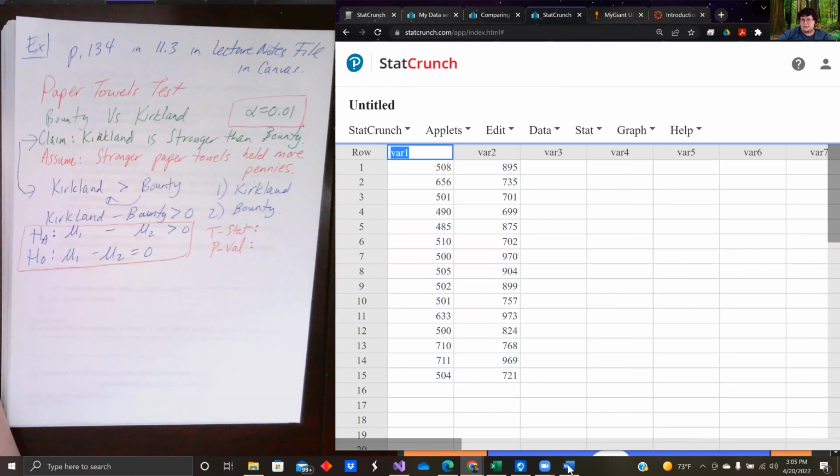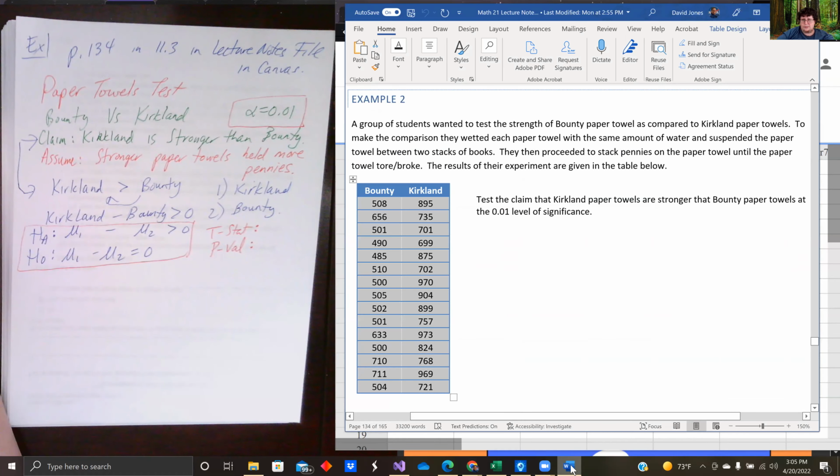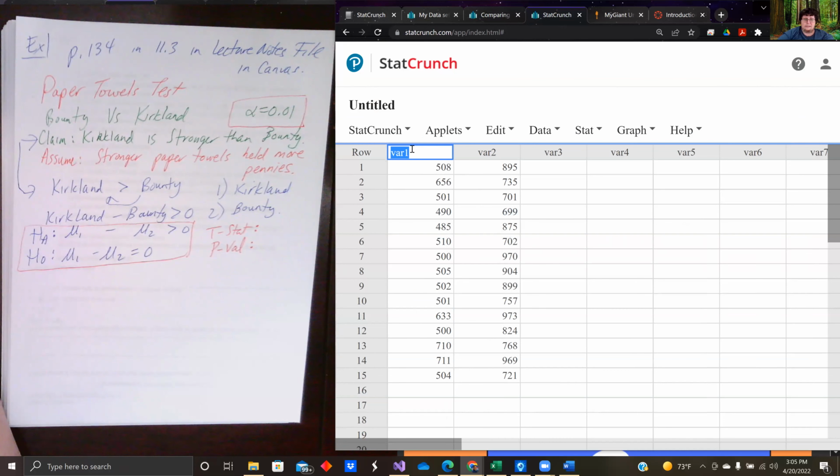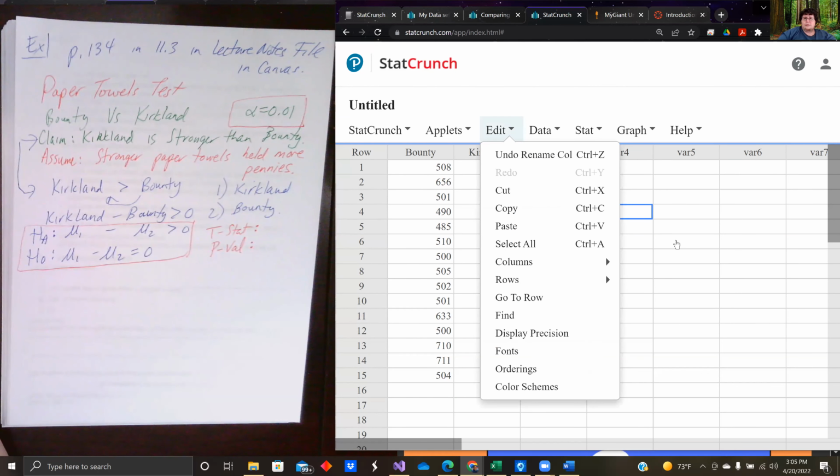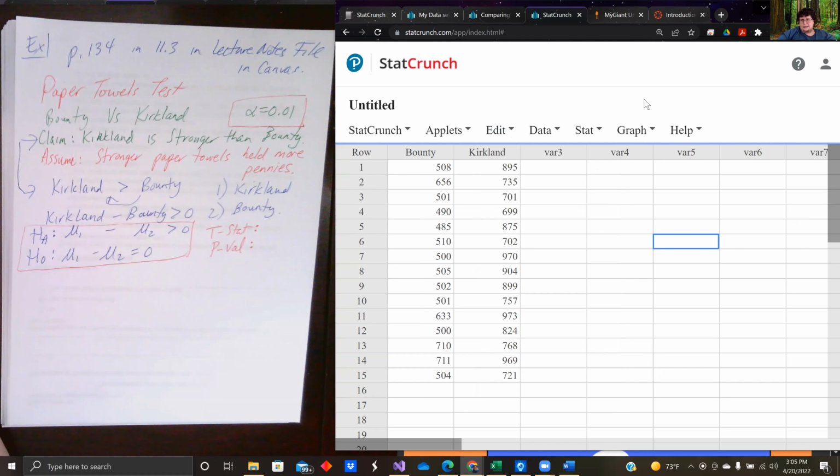Good. And column 1 was Bounty, and next Kirkland. I think it's good to rename these columns. It makes doing the next step easier. And if you're saving the data and printing it out anywhere, or putting it in a paper, in real life, you want to have your groups labeled.